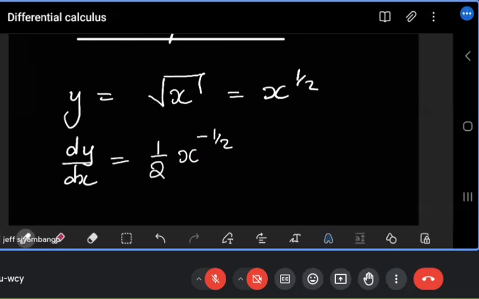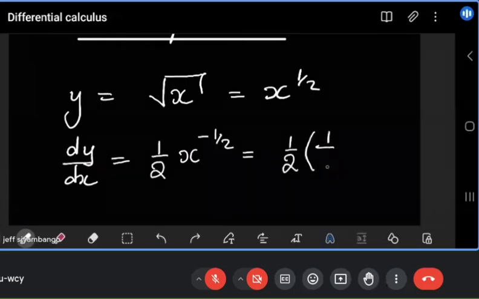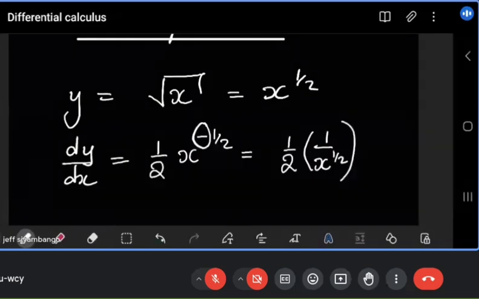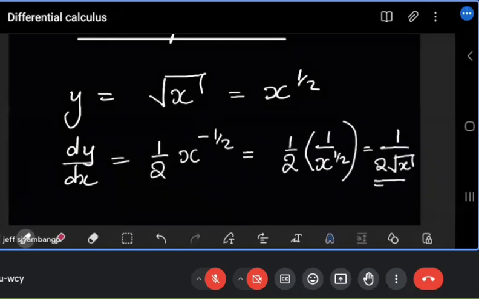This is okay, we can leave it here, but we know this can be written as 1 over 2, and then this is now 1 over the square root of x. So maybe I should first say 1 over x to the power half, that is after sorting out that negative power. And finally, this is what will become 1 over 2, and then root x. So somewhere there.